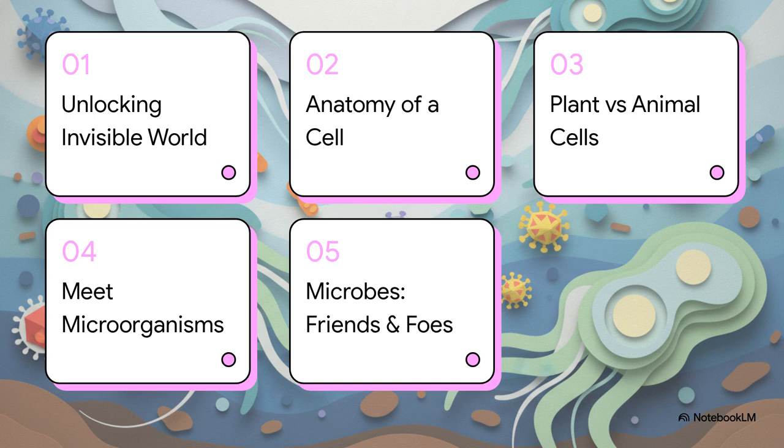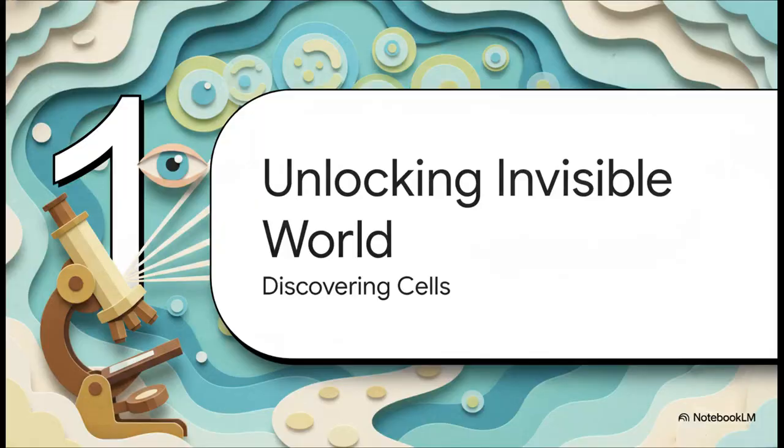Here's our flight path for today's explainer. First will be unlocking the invisible world. Then we'll look at the anatomy of a cell, compare plant versus animal cells, meet the microorganisms, and finally figure out if microbes are our friends or foes. All right, let's jump right into part one, unlocking the invisible world.